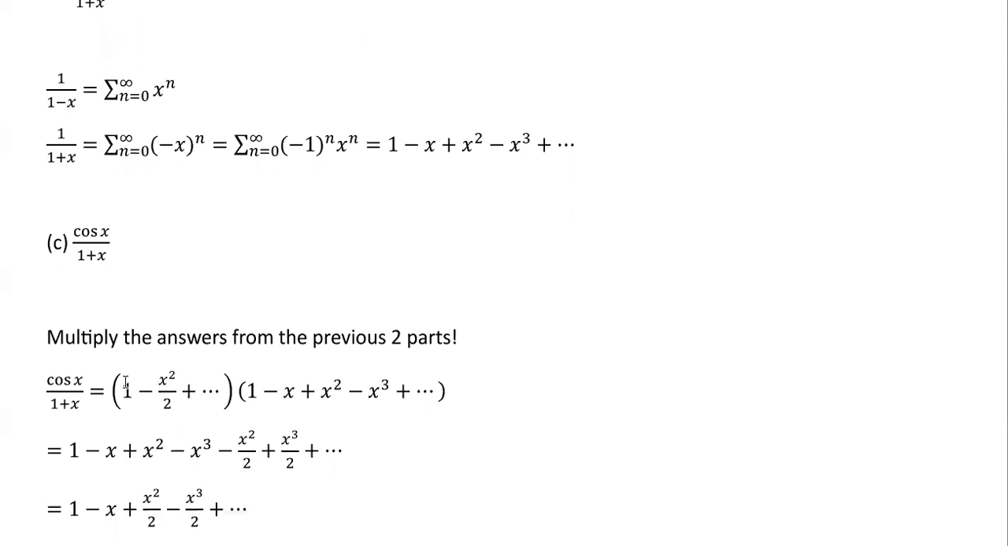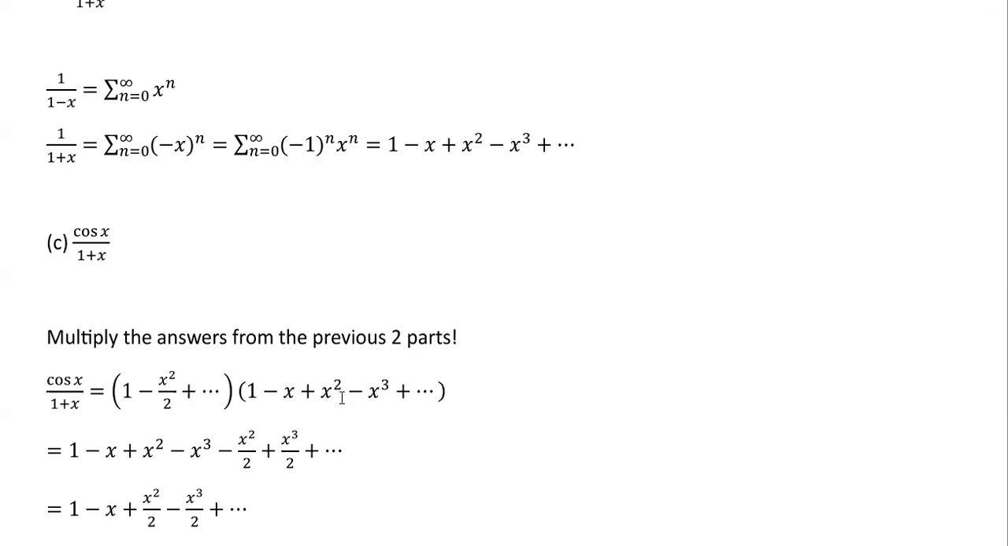So cosine x is 1 minus x squared over 2 factorial plus so on and so forth. And then 1 over 1 plus x was 1 minus x plus x squared minus x cubed plus dot, dot, dot. Okay. So we got to distribute now. So we distribute this 1 to these four terms. You have 1 minus x plus x squared minus x cubed. If we distribute this minus x squared over 2 factorial to all these terms, we only keep up to the cube term, by the way. So we would get minus x squared over 2 plus x cubed over 2.